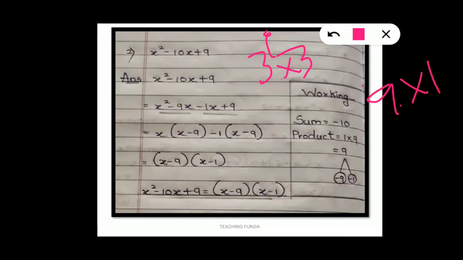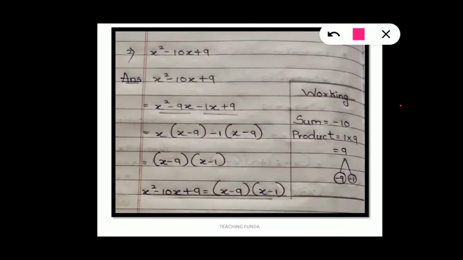But if you add 3 plus 3 you are not getting 10, meaning this factor is not useful for you. Cross that factor. Okay student. Now see the second factor, 9 ones are 9. If you add 9 plus 1 you get 10. You are getting 10, meaning this factor is useful for us. Now the factors of 9 are 9 and 1.